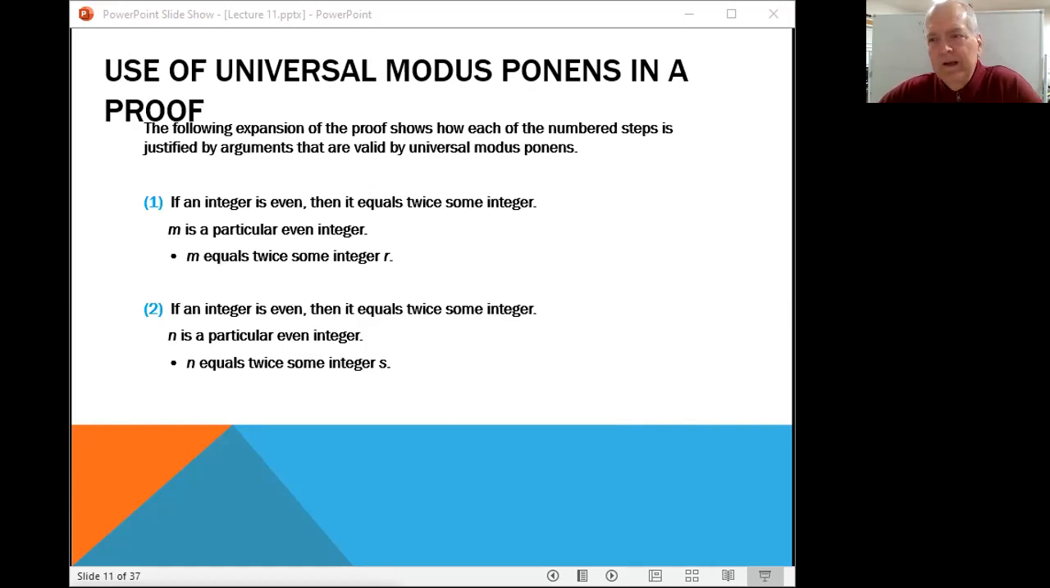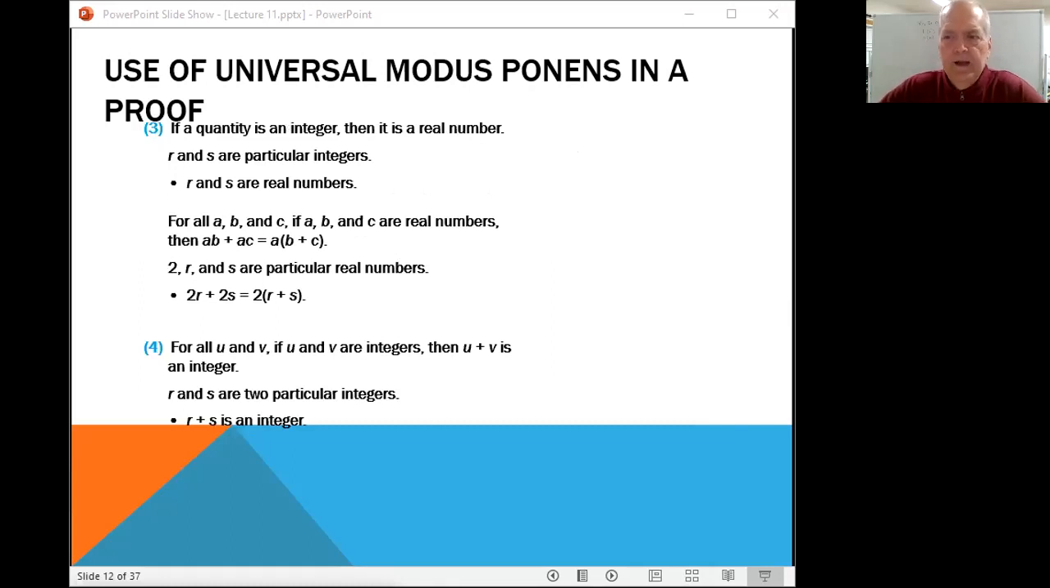So more formally, we can write this out. In the first step, we say if we have an integer that's even, then it's equal to twice some integer. That's our general statement. Then we have m is a particular integer, that's our instance. By universal instantiation, we can say m equals twice some integer r. And of course, we do the same thing with n and come up with the conclusion n is equal to twice some integer s.